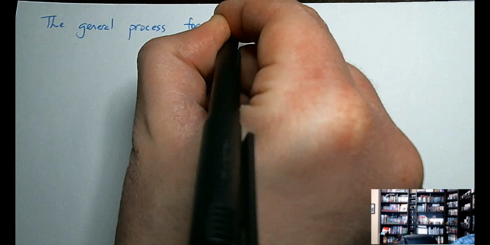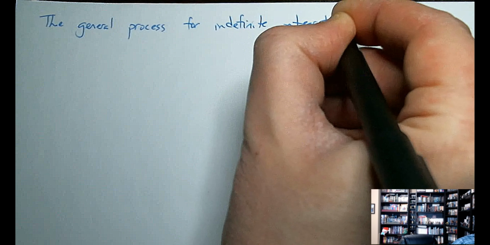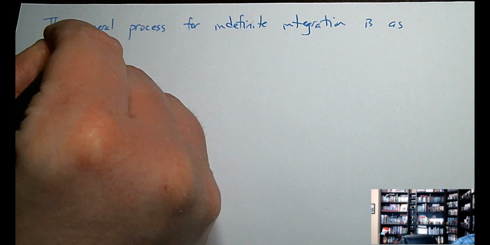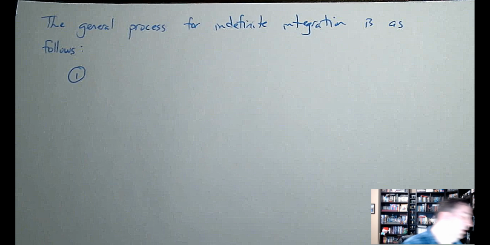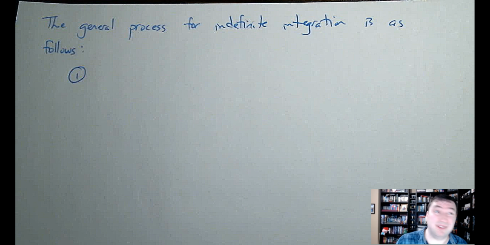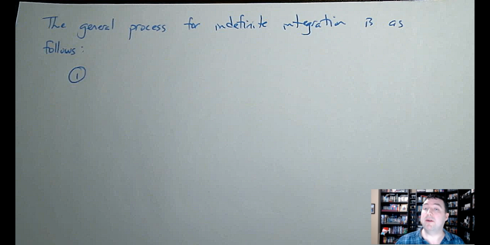So the general process for indefinite integration, then, is as follows. And again, it's going to be a three-step process. If we're going to make use of our differentiation results and basically just turn them around, the first thing we need to be able to do is recognize the function that we've been given as something familiar. So again, rewriting the given function, if necessary, is going to be a very useful step.